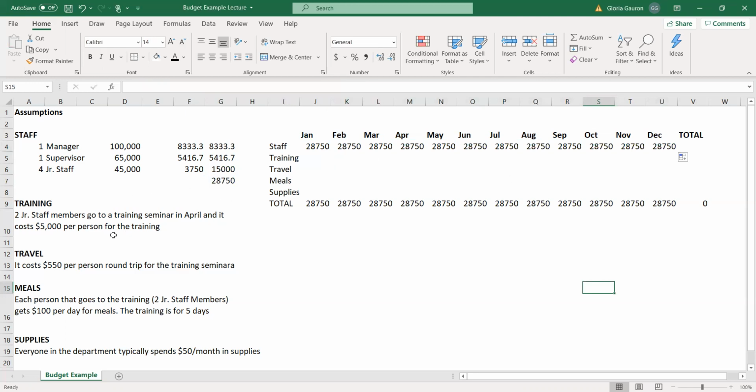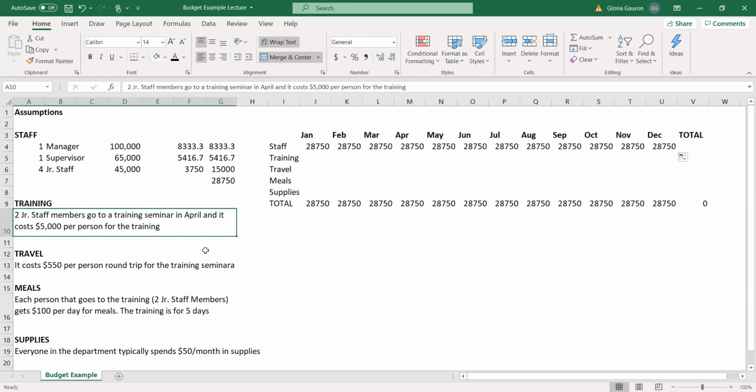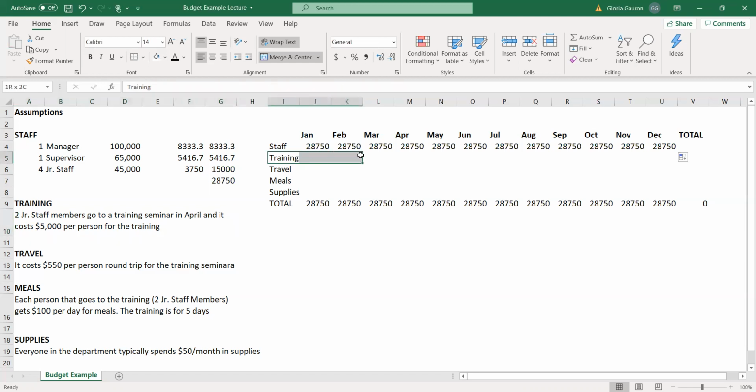So the next step is the training. And I want to send 2 of my junior staff members to a seminar in April, and it costs $5,000 per person for the training. So you can go through on the side and calculate what that is. But since it's a very simple calculation, I know that $5,000 per person for 2 people will equal $10,000, and that's going to occur in the month of April. So I'm going to go to the training line and go to April and just type in $10,000.